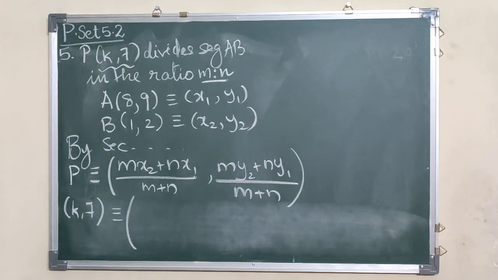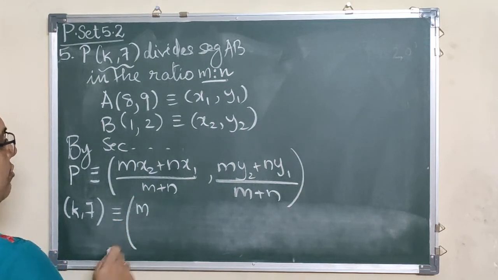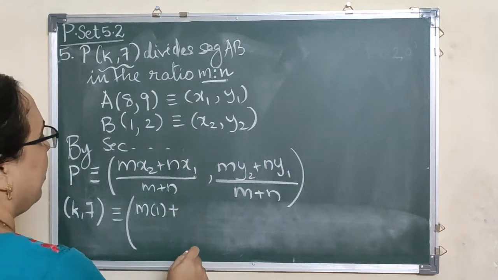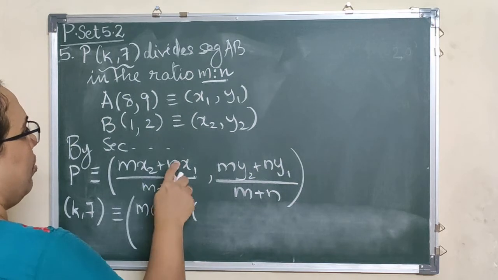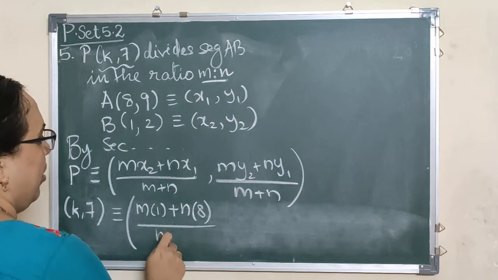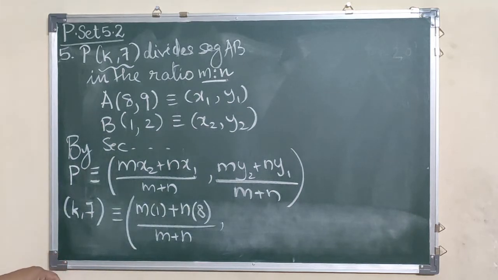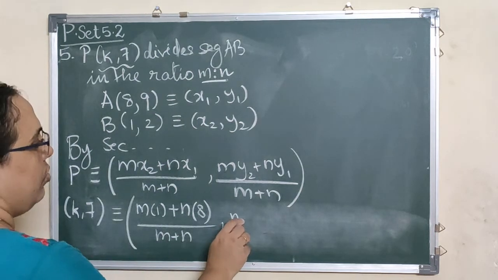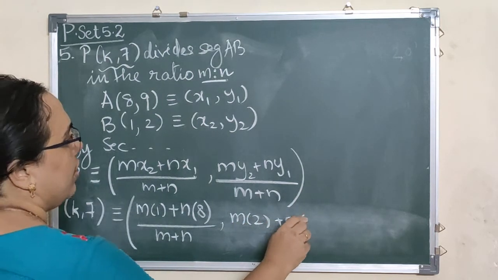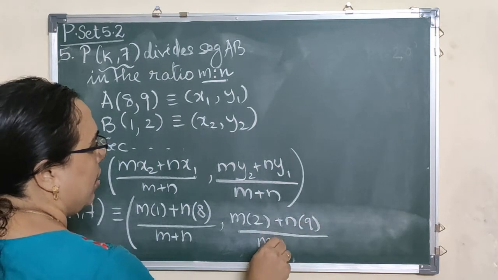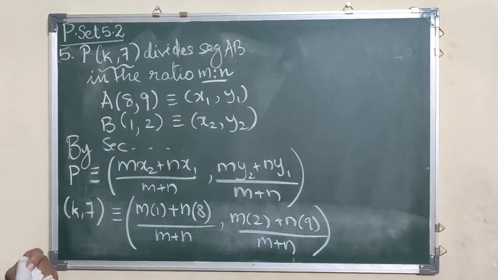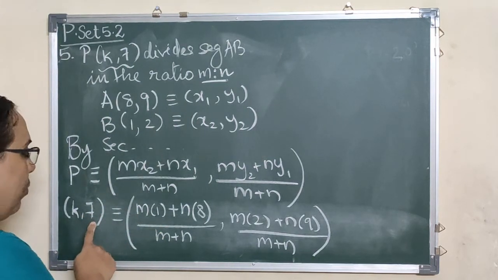P is (k, 7). Let us substitute the values here. What do we have: m into 1 plus n into 8 upon m plus n. Same way here, m into 2 plus n into 9 upon m plus n. I hope you are doing along with me.